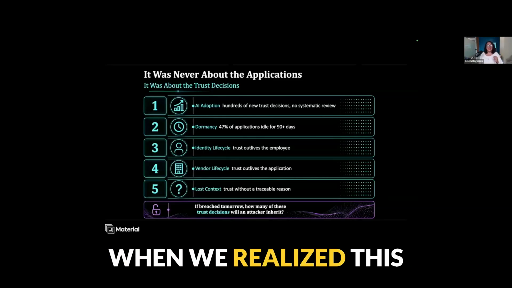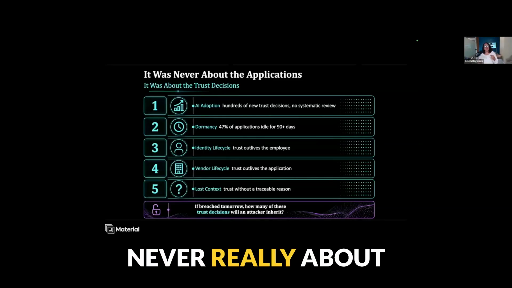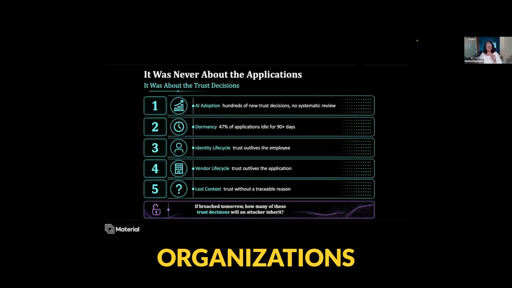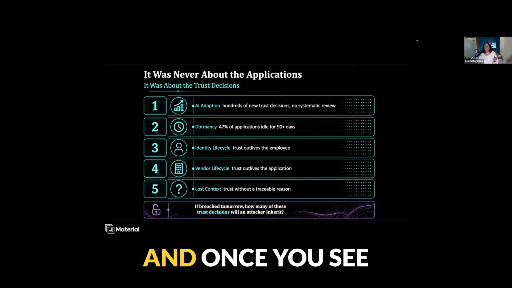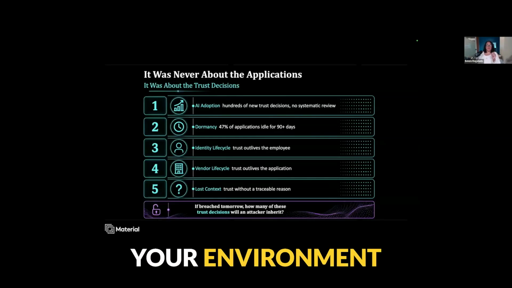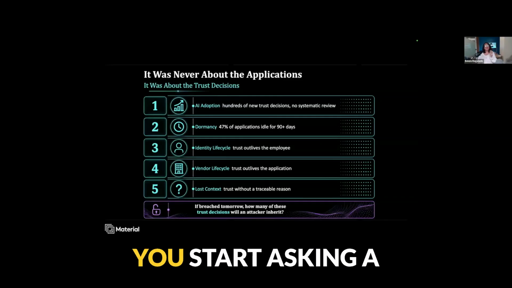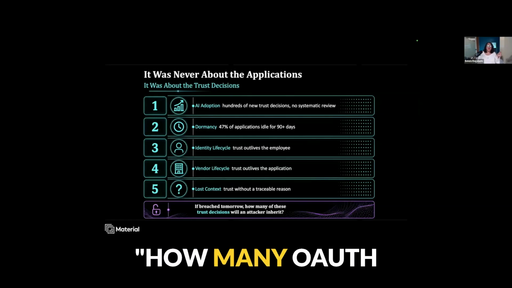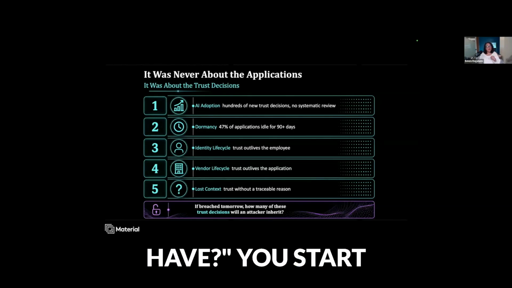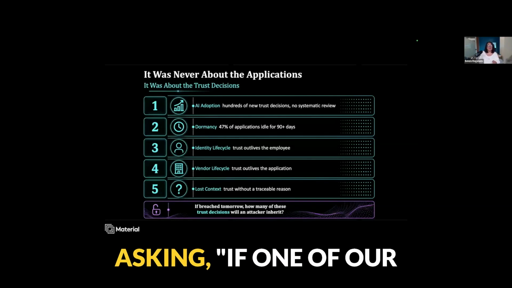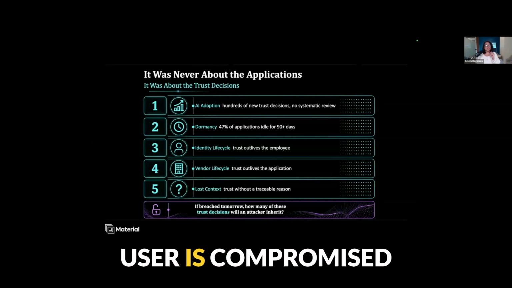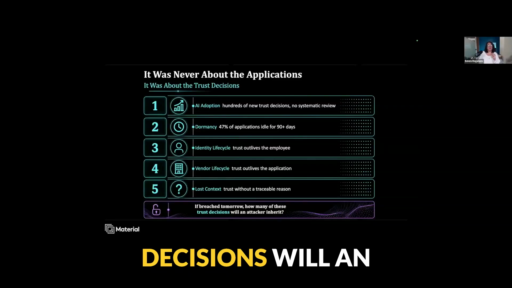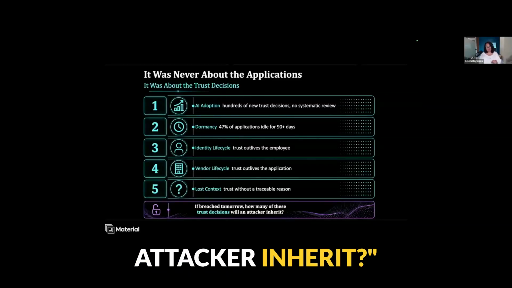That's when we realized this investigation wasn't really about OAuth applications. It was about the trust decisions organizations accumulate over time. And once you see your environment through that lens, you start asking a different question. Instead of asking, how many OAuth applications do we have? You start asking, if one of our users is compromised tomorrow, how many of those trust decisions will an attacker inherit?